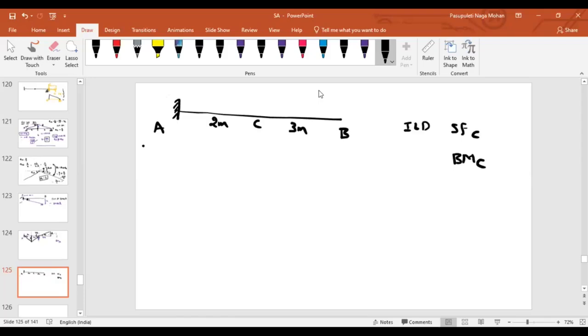C is a hinge point, sir. No, it is not a hinge. It is a point somewhere 2 meters from A. It is not a hinge. C is not a hinge point.